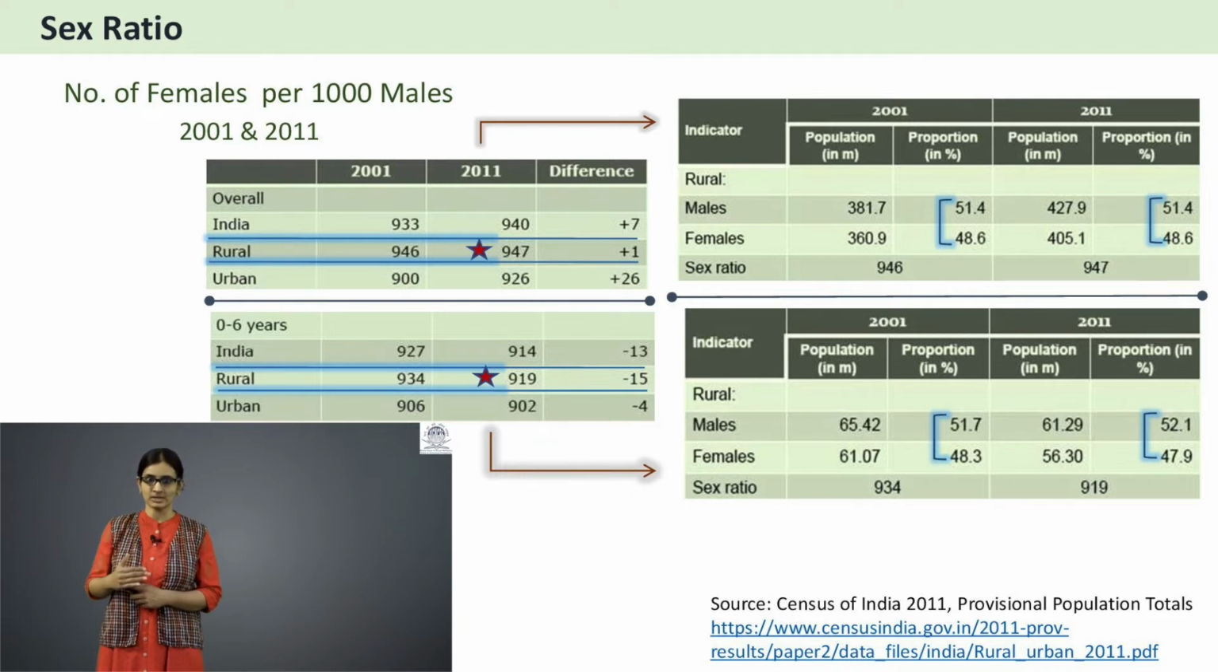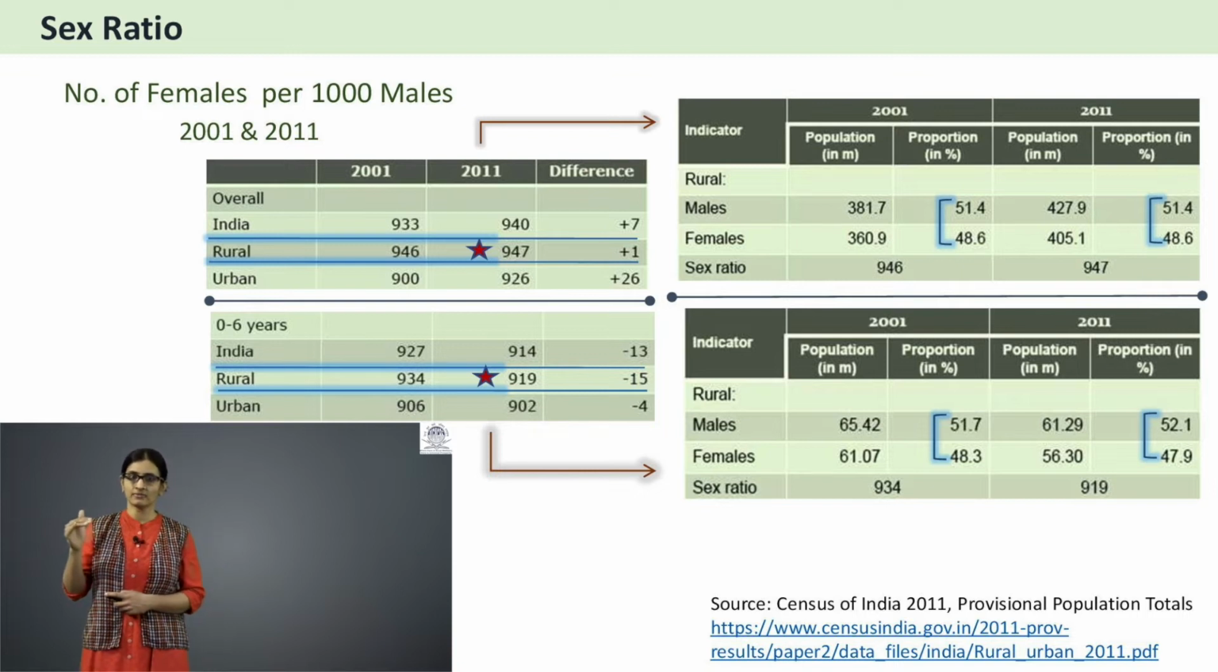Moving on to the second set of tables, we see the sex ratio in the age group of 0 to 6 years. Here in rural India, in 2001, the sex ratio for 0 to 6 years was 934, and in 2011 at 919, which means there has been a decline. 919 females per 1000 males in the age group of 0 to 6 years.